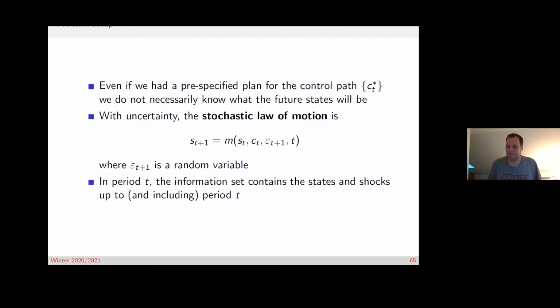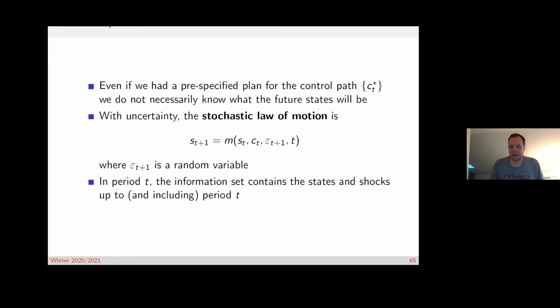And in the most simple case, we can say something about the stochastic properties of this random variable. And if you look very closely at the stochastic law of motion, then you might notice that on a conceptual level, the difference to the things we did before is not too big, right?